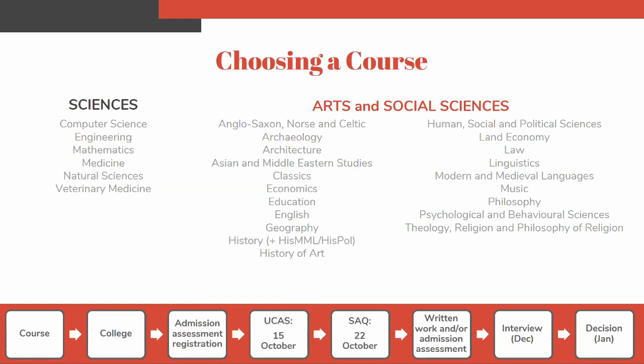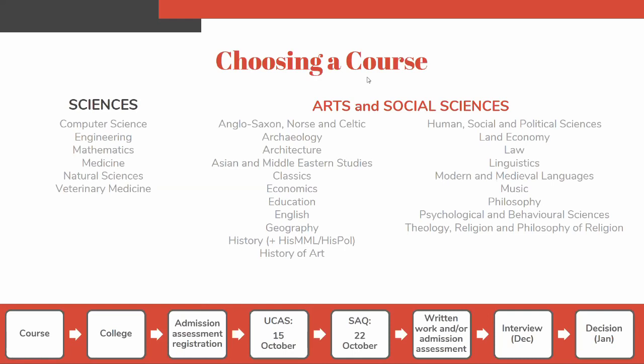So I'm just going to talk a little bit about the arts and social sciences side of things. It's really worth bearing in mind that the arts and social science courses at Cambridge tend to be quite literature heavy. So if you're someone who does enjoy literature but isn't quite sure what you want to do, make sure you check out quite a few of the different courses, because something might stand out that you haven't previously expected. I'm just going to talk you through a few of the ones that you might not have heard of. So Anglo-Saxon, Norse and Celtic is a subject which is quite unique to Cambridge. That's studying a lot of the language, literature and history of medieval Britain, which is quite exciting.